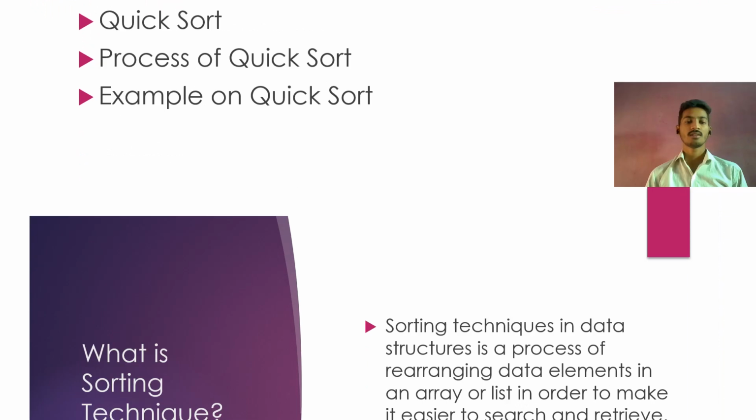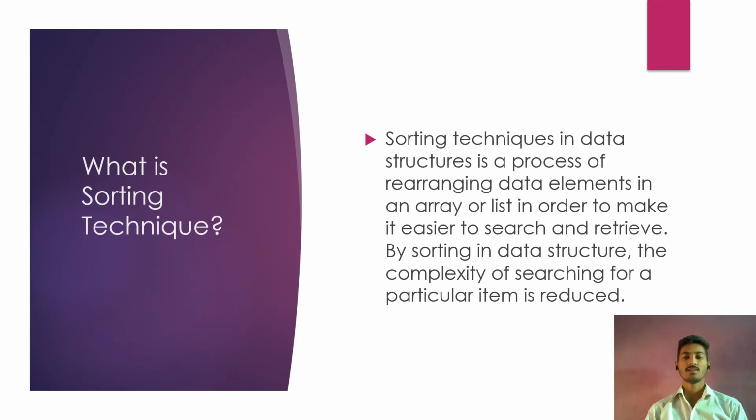First of all, what is a sorting technique? Sorting technique in data structures is a process of rearranging data elements in an array or list in order to make it easier to search and retrieve. First of all, sorting can be done to a list of elements given by the user. Now, by applying sorting techniques, these elements can be placed in ascending or descending order. Basically, ascending order is most preferred.